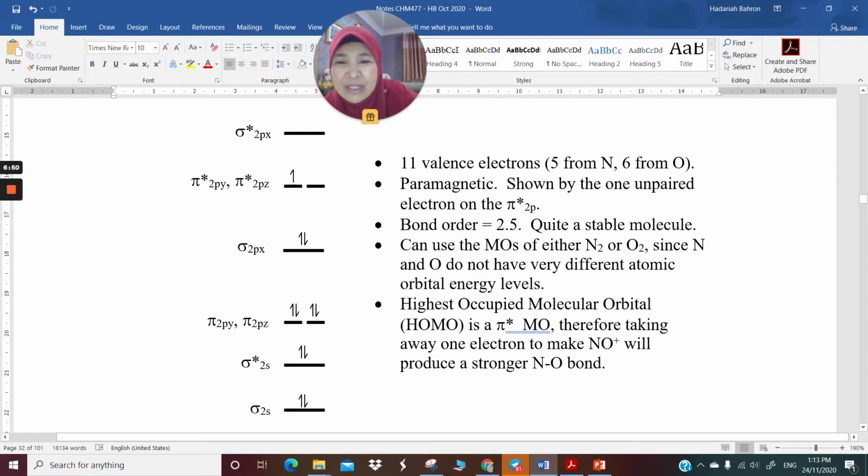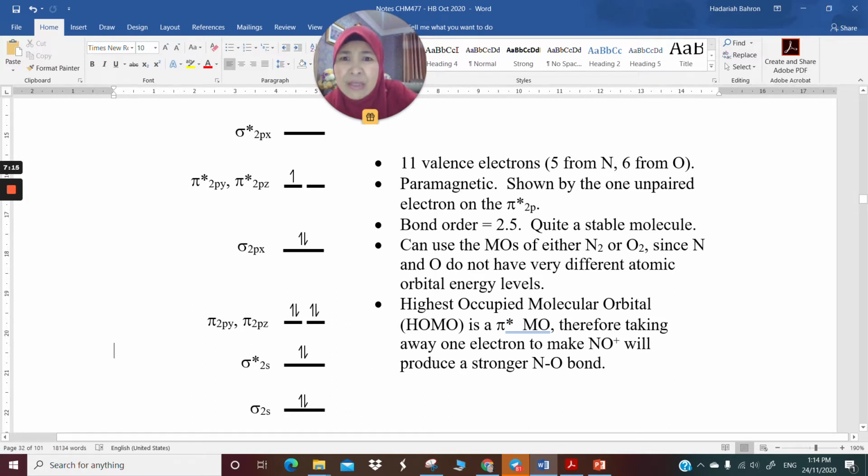This one goes in first and that one goes in later. And then that is electron number 5 and electron number 6. So electron number 7 will pair up with electron number 5. Electron number 8 will pair up with electron number 6. So you have your pi 2py, pi 2pz orbitals filled.